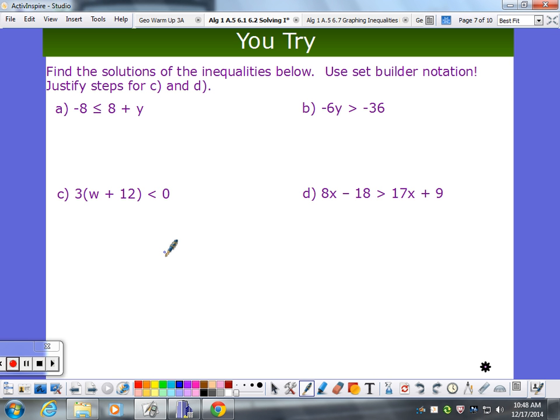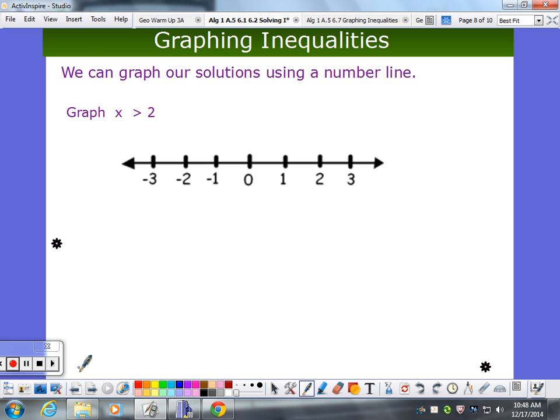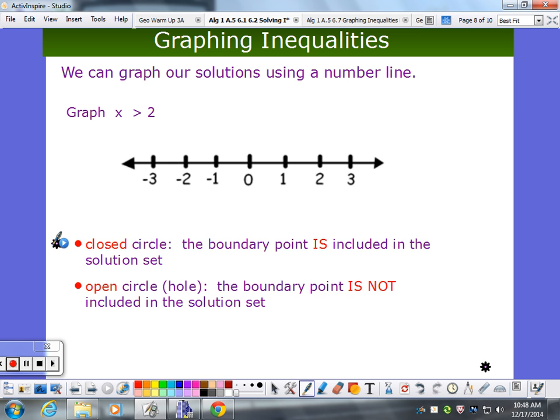I think when we did the warm-up, you guys showed me how to get this. I'm going to leave this for now. Graphing, I think you get this too. X bigger than 2, right? Remember we do this? What is this? You're going to open a circle.